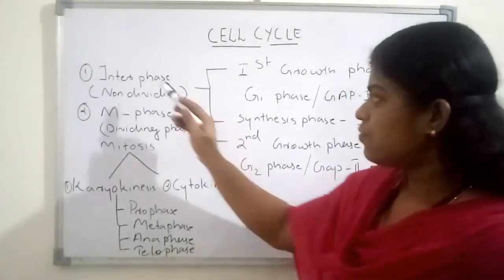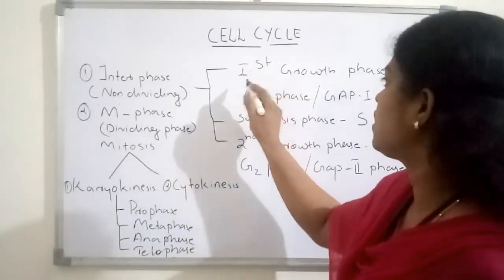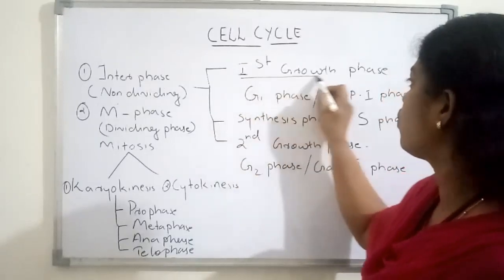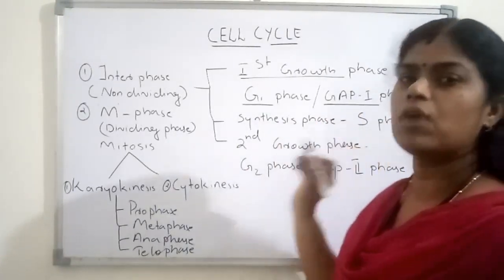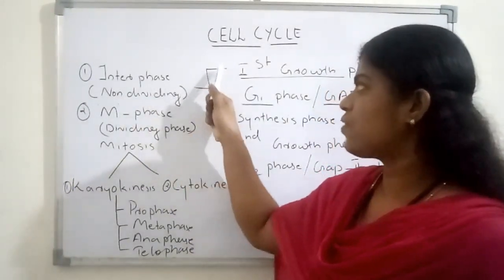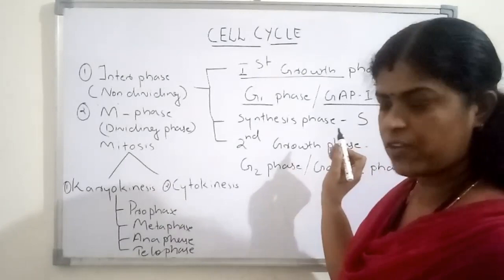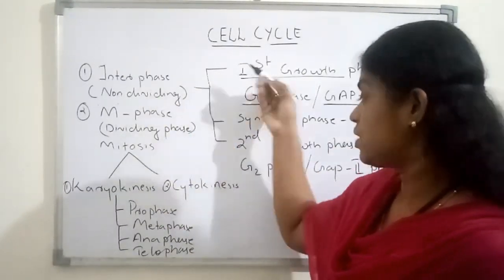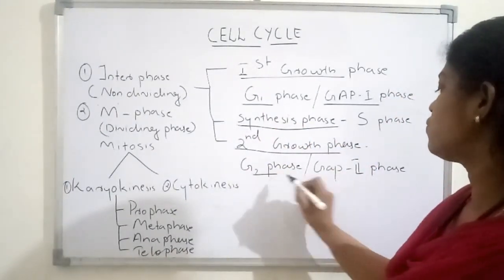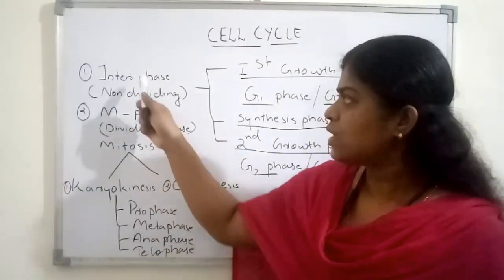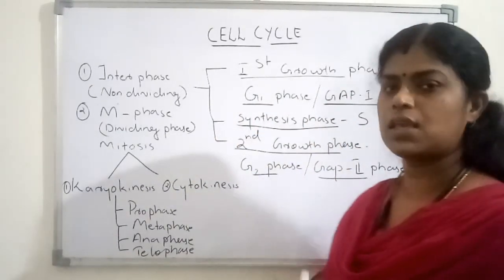Okay. So the interphase can be again divided into three more phases. The first one is the first growth phase, otherwise we can call it the G1 phase or the gap 1 phase. Okay. So the interphase is divided into three more phases. The first one is the first growth phase, G1 phase or gap 1 phase. And the second division of the interphase is the synthesis phase. And the third one is the second growth phase, otherwise G2 phase or gap 2 phase. Okay. So the interphase is divided into three phases: first growth phase, synthesis phase, and the second growth phase.